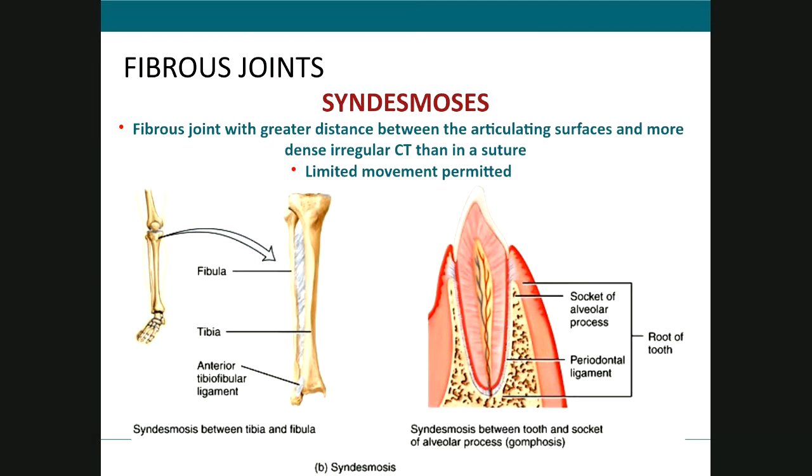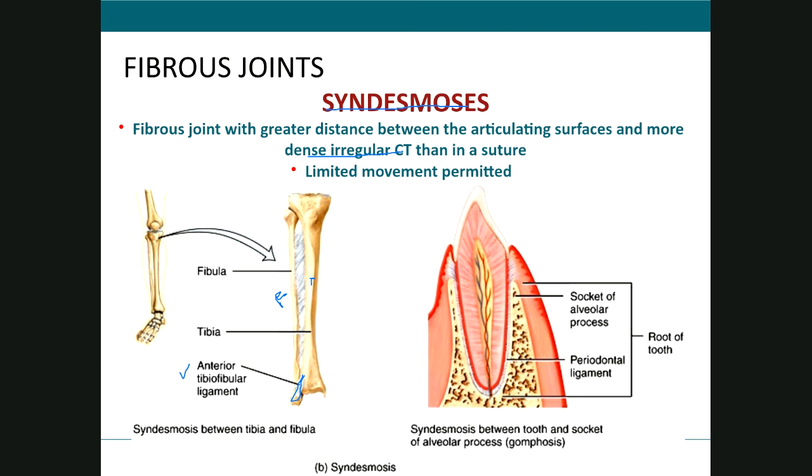Syndesmosis, this is a fibrous joint. There's a little greater distance between the articulating surfaces, so it's also dense, irregular connective tissue. An example is the anterior tibiofibular ligament. So it's between the tibia and the fibula in the lower limb. And it's slightly movable, or amphiarthritic.